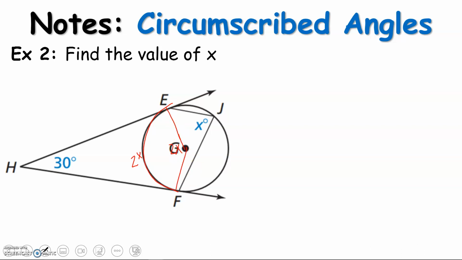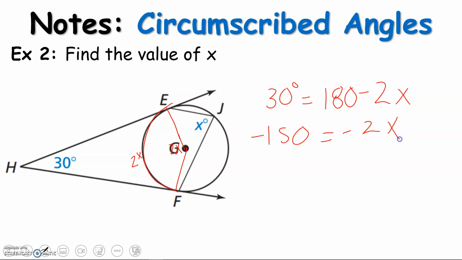So we know that our 30-degree angle, our circumscribed angle, is equal to 180 minus our central angle. That is, negative 150 is equal to negative 2x. That is, x is equal to 75 degrees.